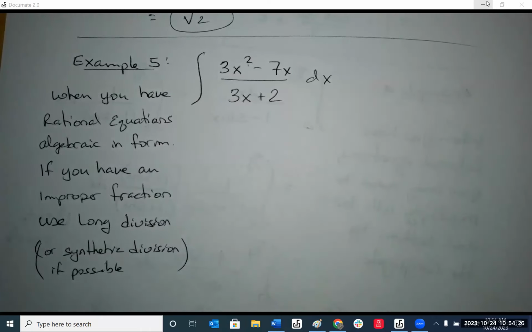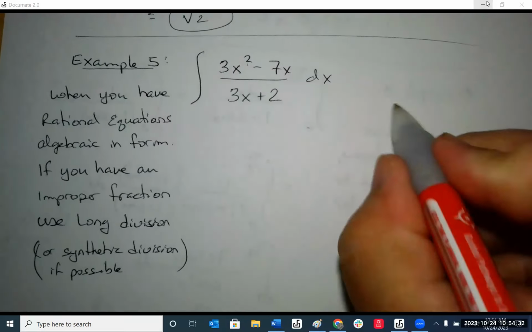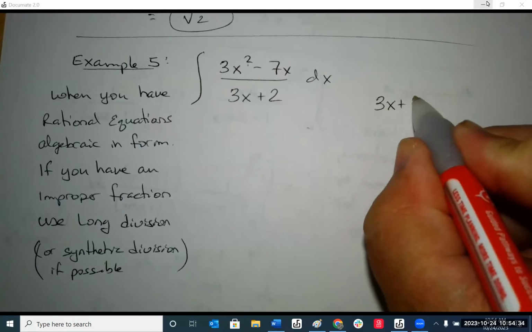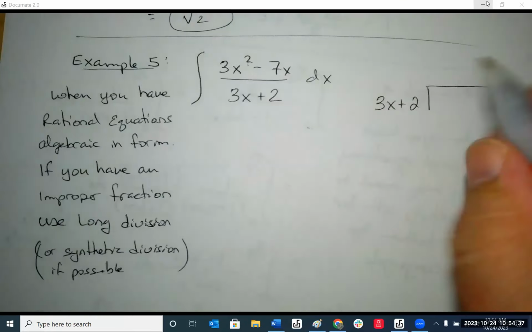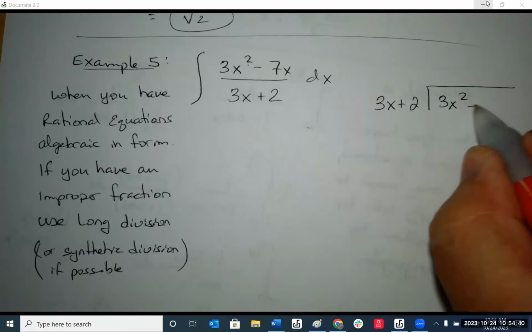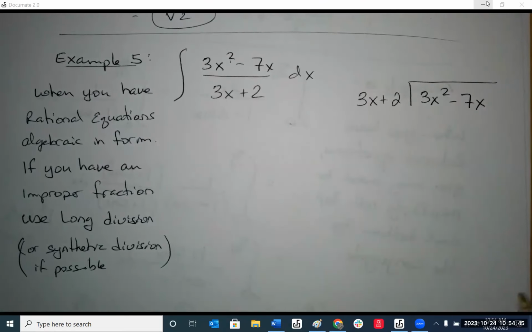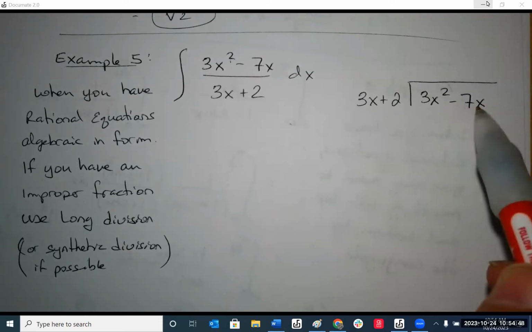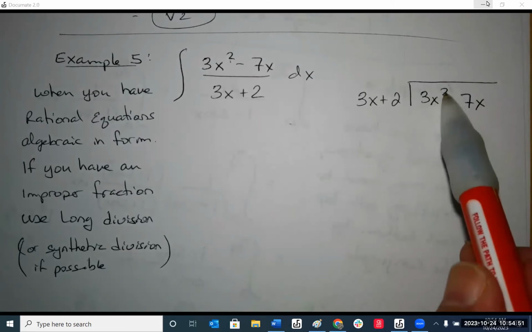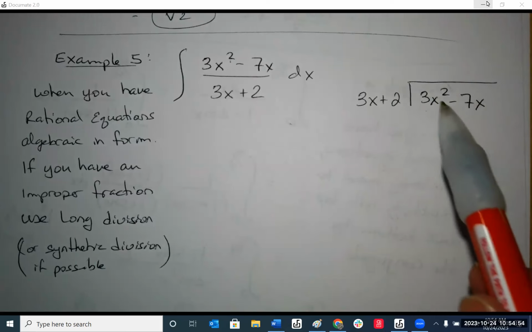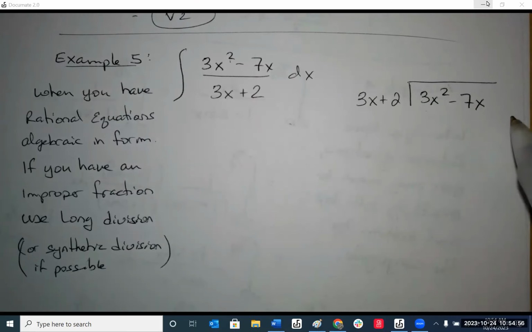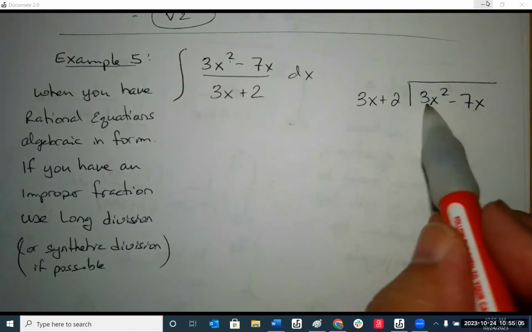Does everybody remember long division? Okay. Long division is simply, here's your denominator, and here's your numerator. If there are any spaces missing, in other words, if this was 3x cubed minus 7x, I would have 3x cubed plus 0x squared minus 7x. You have to have each column allocated with a number, looking at the variables.